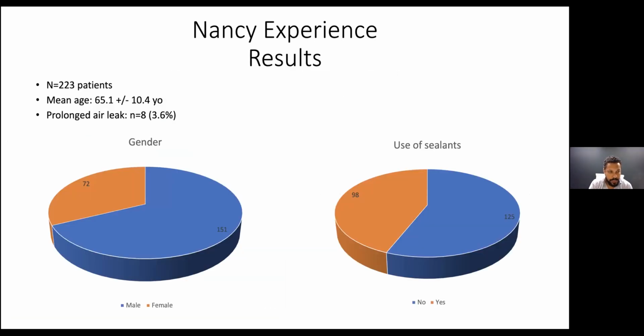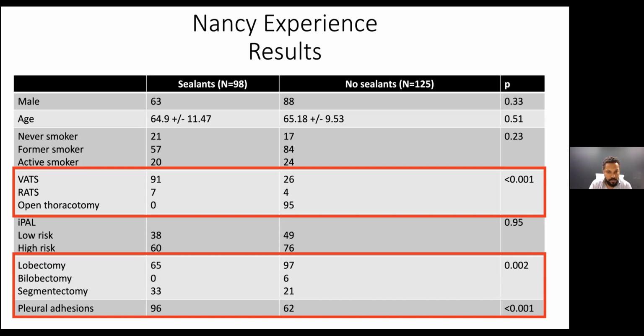So far we have something like 220 patients with a mean age of 65 years old and a pretty low rate of prolonged air leak in the whole cohort, since we had only 8 patients, around 3.5%. So our cohort was mainly composed of males, and around 45% of patients benefited from a sealant. The groups were mainly comparable. The main difference was in the type of access, with no open thoracotomy in the sealants group. Same distribution of IPAL score between the 2 groups, and more segmentectomies in the sealants group.